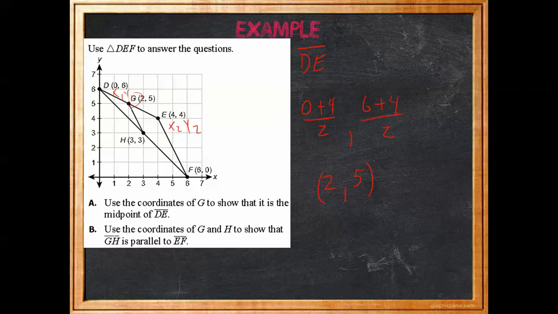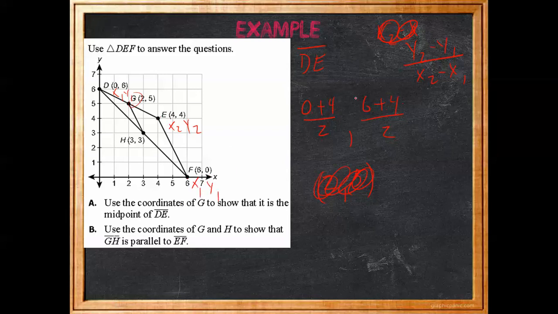Now I want to use the coordinates of G and H to show that GH is parallel to EF. What we're going to do here is find the slope. We know parallel lines have the same slope. So remember, slope is y2 minus y1 over x2 minus x1. So now here, EF, we've already labeled this x2, y2, so let's just label this as x1, y1.